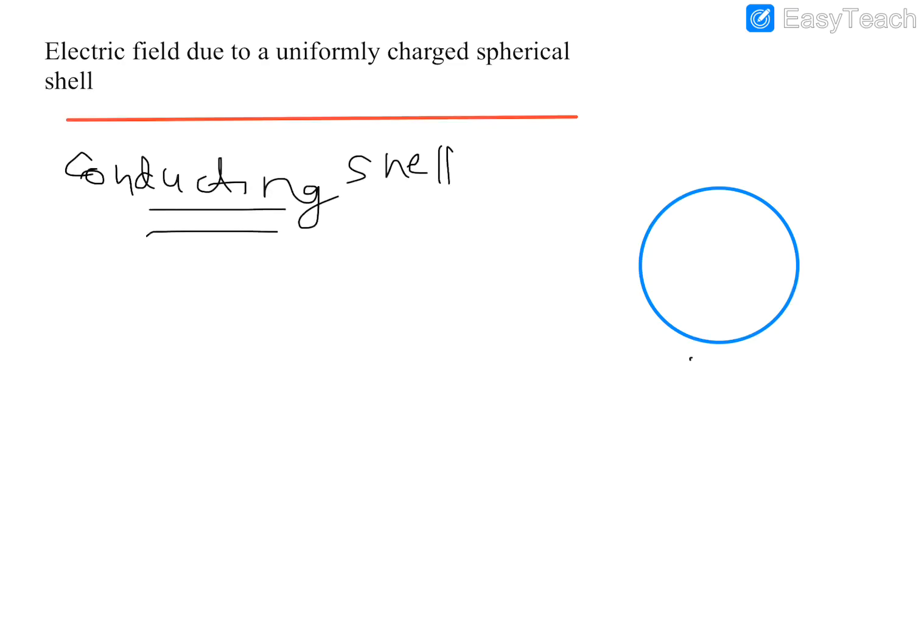Since it is a conducting shell, charges will be here only. It can be positive or negative, I am just representing it as positive. So in the case of a conducting shell, charges are residing on the surface. Now let us find the electric field due to this shell at a point P, and P is at a distance of R from the center. This distance is R.